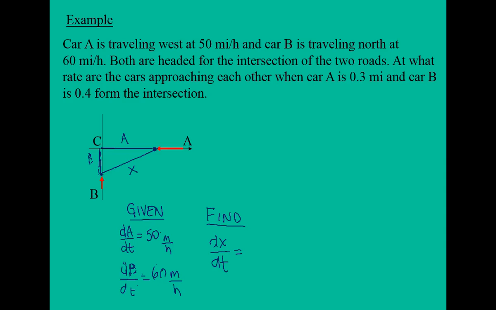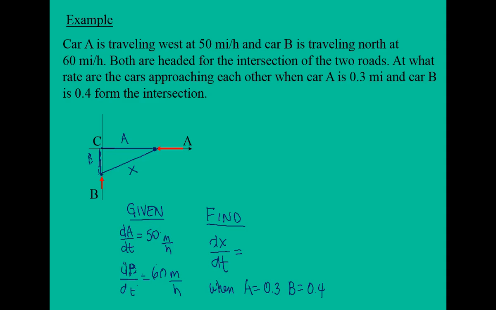Now, when are we trying to find dx/dt? Well, it says when car A is 0.3 and car B is 0.4 from the intersection. So when A is 0.3 miles from the intersection and B is 0.4 miles from the intersection, that's when we are trying to find dx/dt, the rate of change of the distance between the cars.